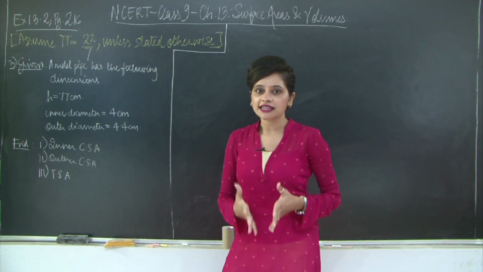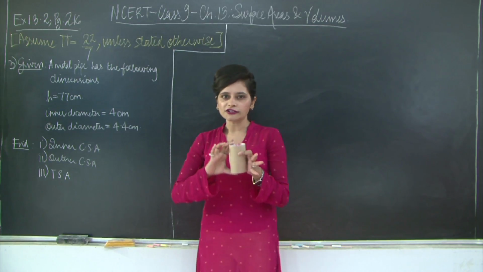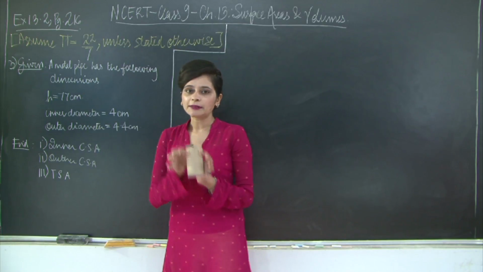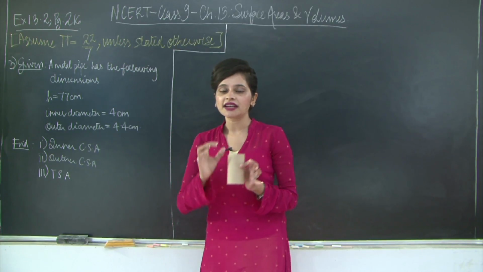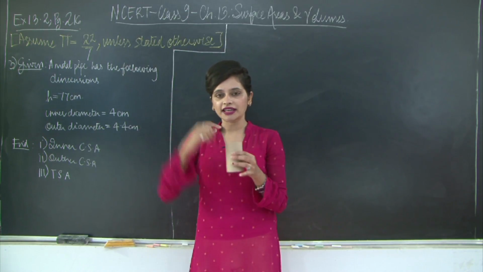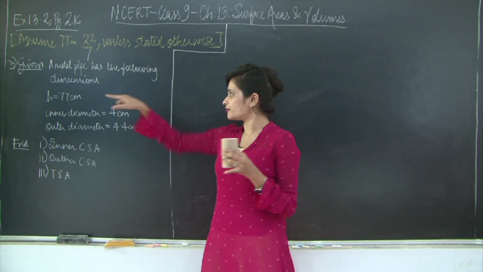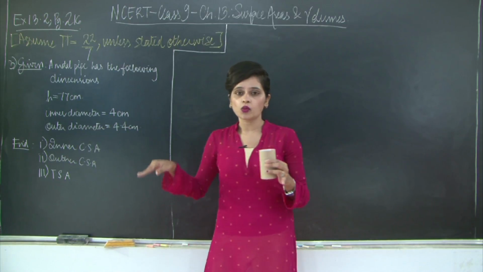So let us first understand what we are dealing with. First of all, they're talking about a metal pipe. This is not really a metal pipe, but it is just a roll, but a metal pipe is going to be something similar to this. Now it has an outer diameter and inner diameter. The height is going to be constant for the inner diameter and the outer diameter also. So the height is always going to be 77 centimeters.